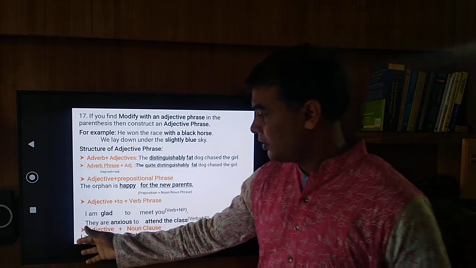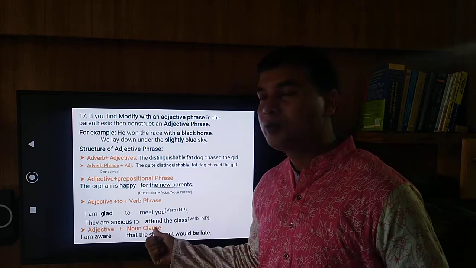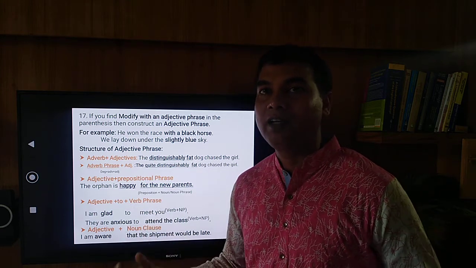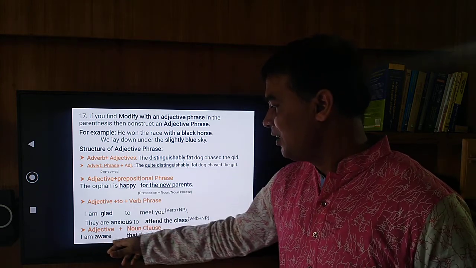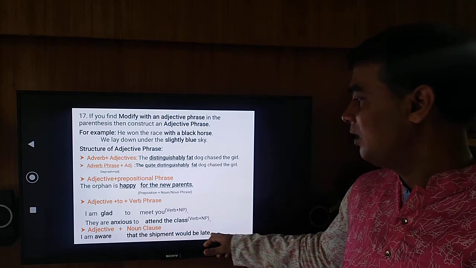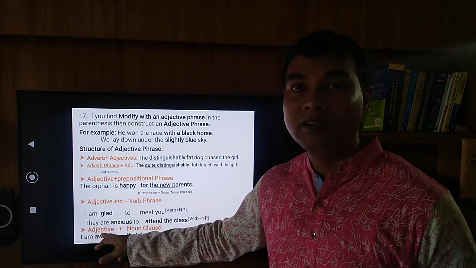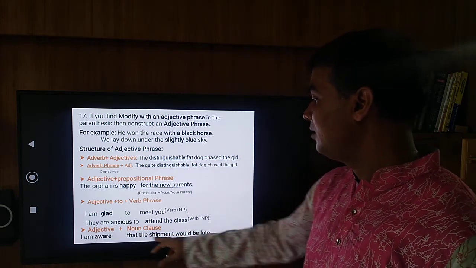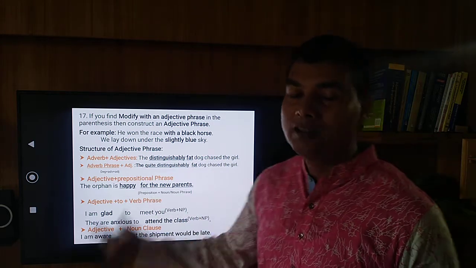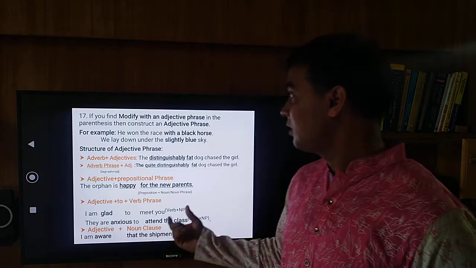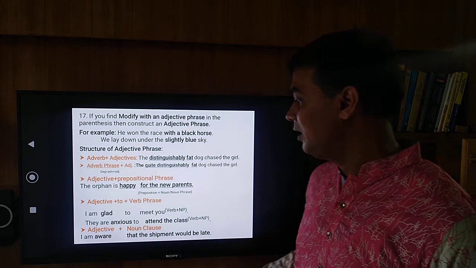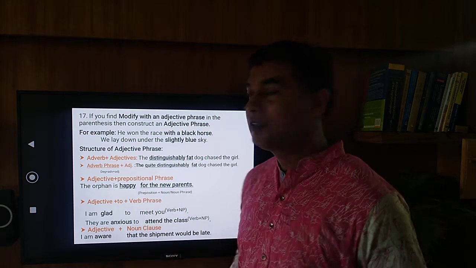And the next technique is adjective and then noun clause. Combining these two things, you can construct an adjective phrase. I am aware that the shipment would be late. Here, aware, this is an adjective, and that the shipment would be late, this is a noun clause. So combining these two things, we can construct an adjective phrase. So here, aware that the shipment would be late is an adjective phrase.